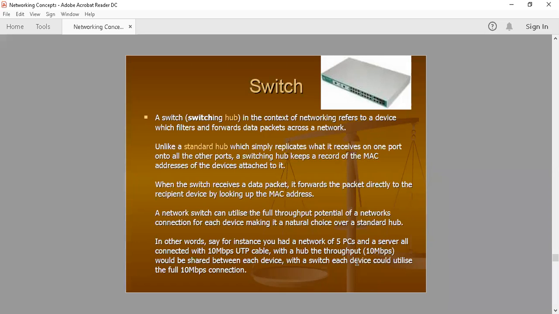But when it comes to a switch, if system 1 is sending data to system 3, the switch stores the MAC addresses of all the 5 systems. It checks the IP address and the MAC address and sends the data directly to system 3. So other systems won't get disturbed. In this way, there will be free space to communicate with each other. When the switch receives a data packet, it forwards the packet directly to the recipient device by looking up the MAC address.